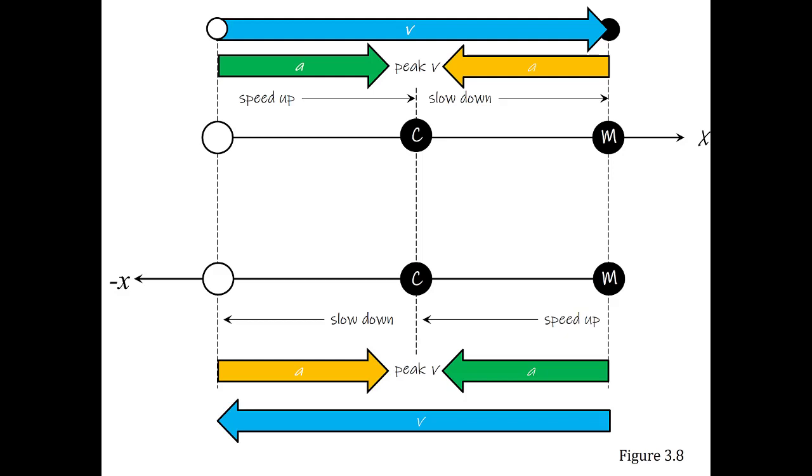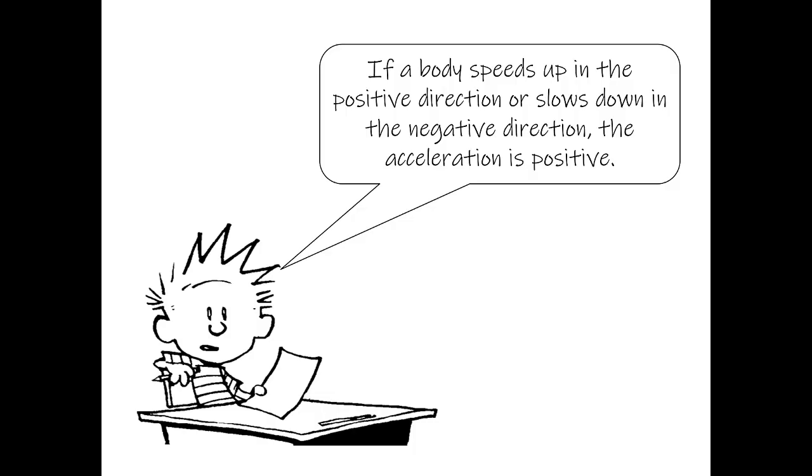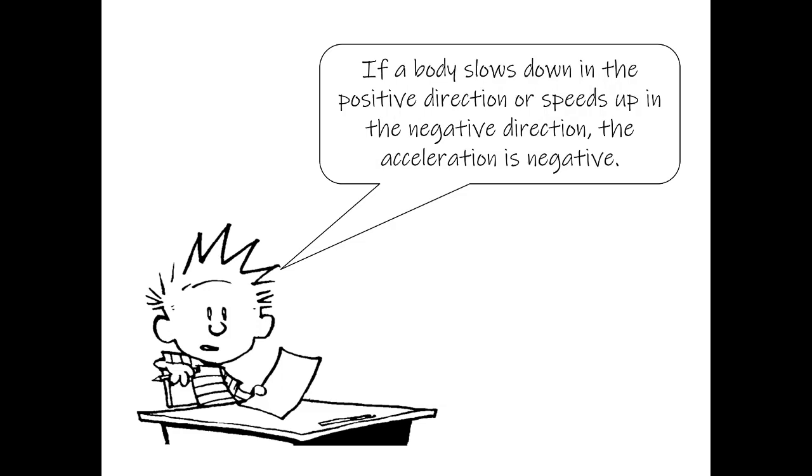Whereas in slowing down in the positive direction, or if I'm speeding up in the negative direction, I have to have a negative acceleration. So if a body speeds up in the positive direction or slows down in a negative direction, the acceleration is going to be positive. If a body slows down in a positive direction or it speeds up in a negative direction, then the acceleration is going to be negative.